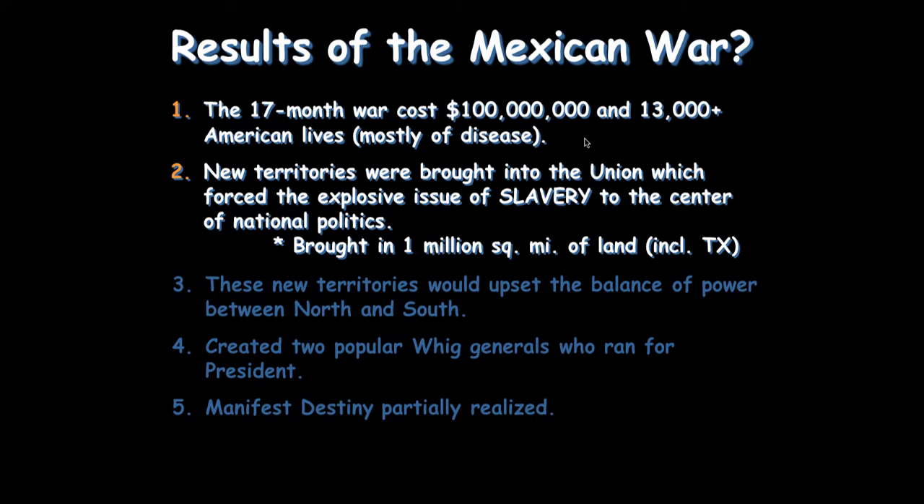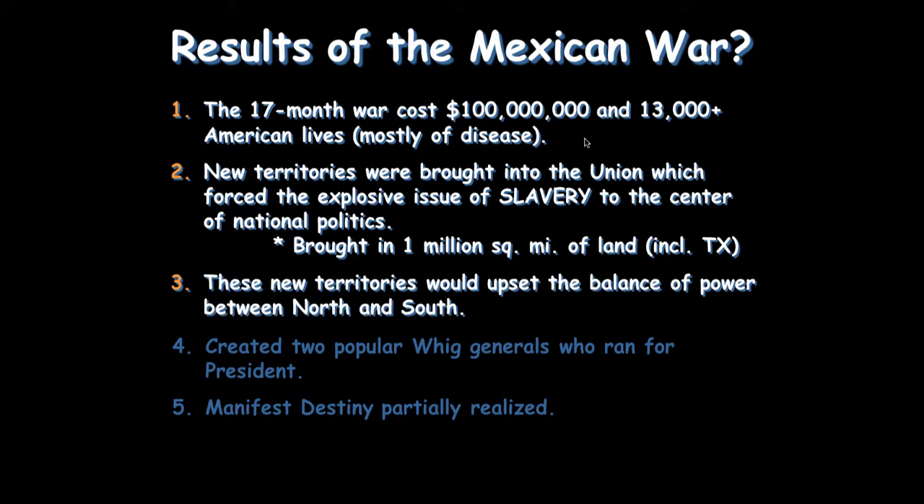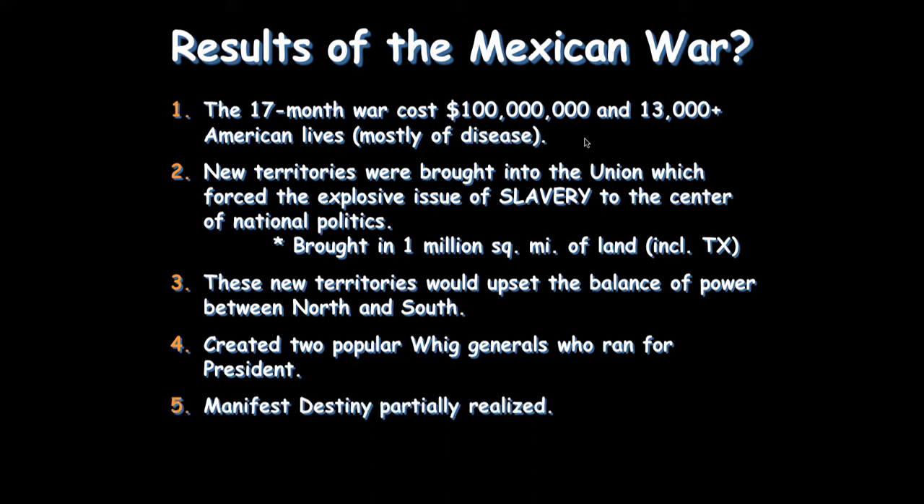When you add Texas being brought into the Union, which is going to be organized into territories and states, that's going to make slavery the central issue in national politics. The new territories will upset the balance of power between the North and South, particularly in the Senate. The House already had Northern dominance. The war also created two Whigs who will run for president, and Manifest Destiny will be partially realized.